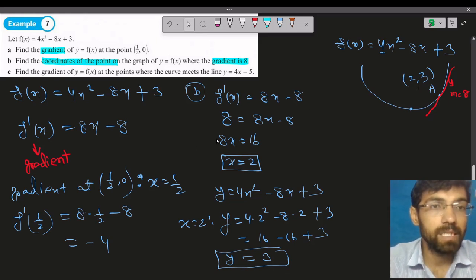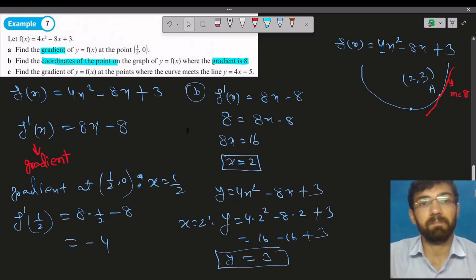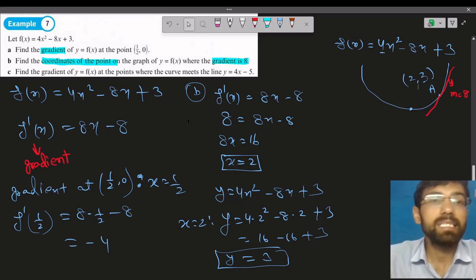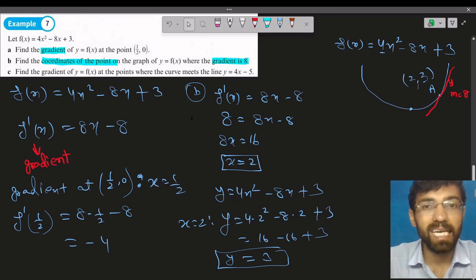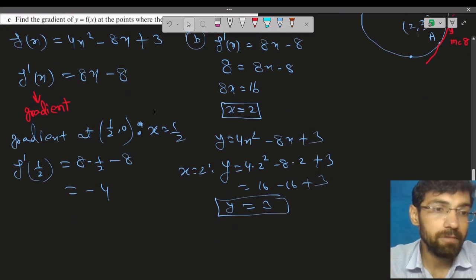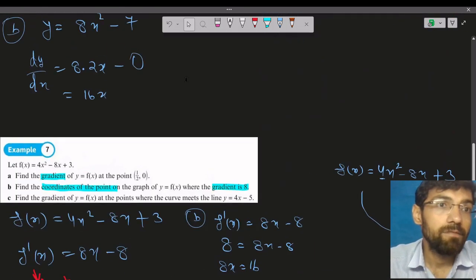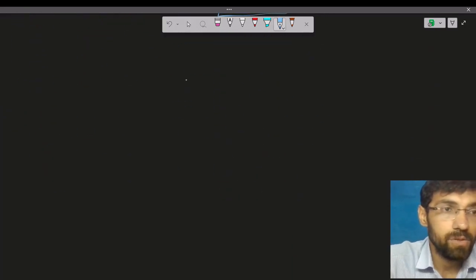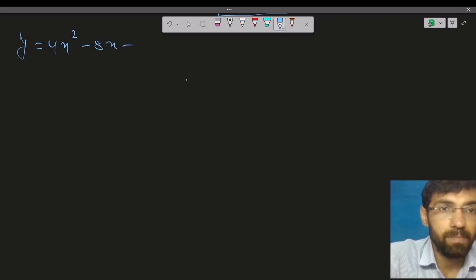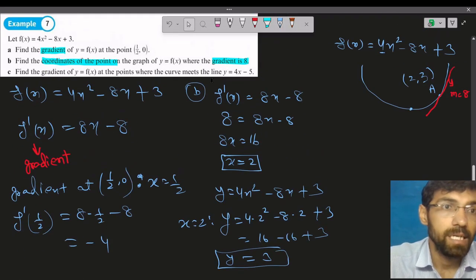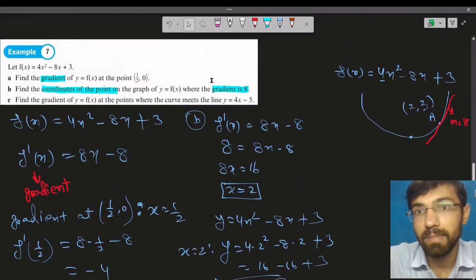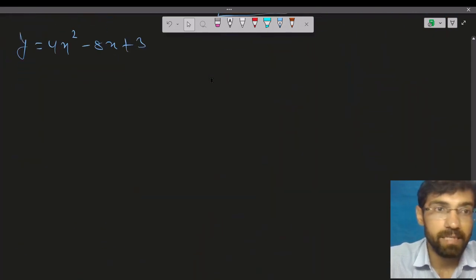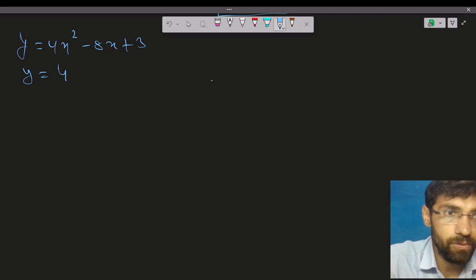You know how to find the point of intersection: just solve those two equations simultaneously. So I am solving it here. What is the function? It is y equals 4x squared minus 8x plus 3. Let me check, yes, 4x squared minus 8x plus 3. And the line is y equals 4x minus 5.